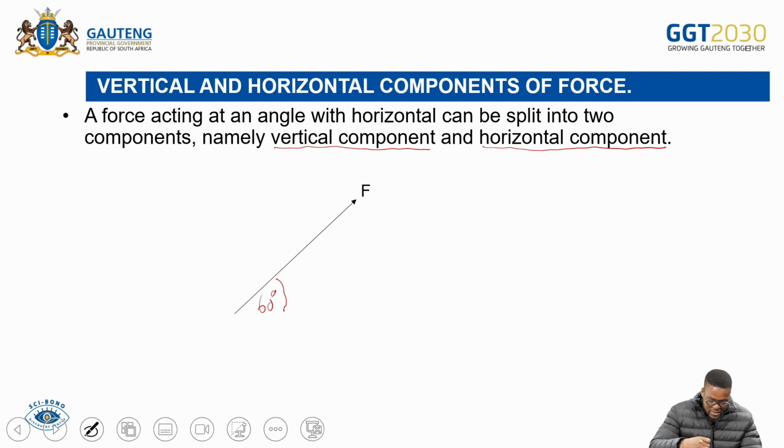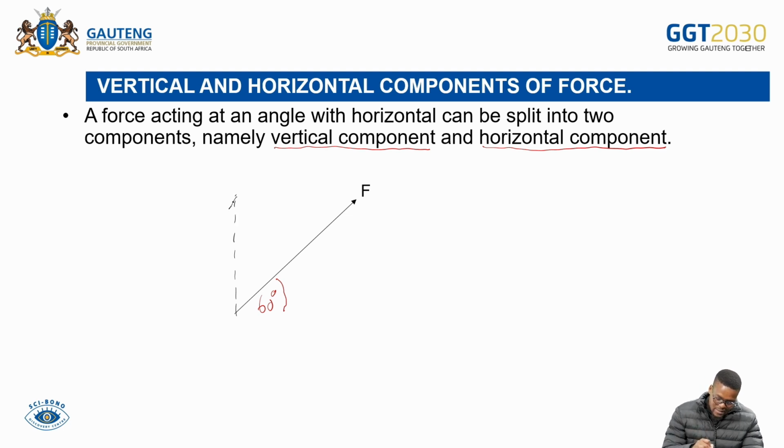So the vertical component will be in this direction, pointing vertically upwards, and then here you've got your horizontal component. These components can be found by scale or graphically, and then you can use the calculations. If you are using the drawing method, you can simply use a suitable scale, and then you draw this component using your ruler, and it's going to give you the size of the components.